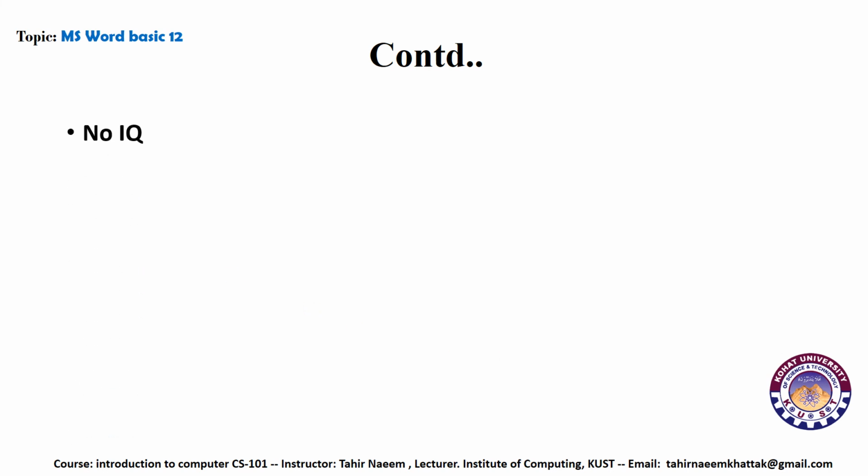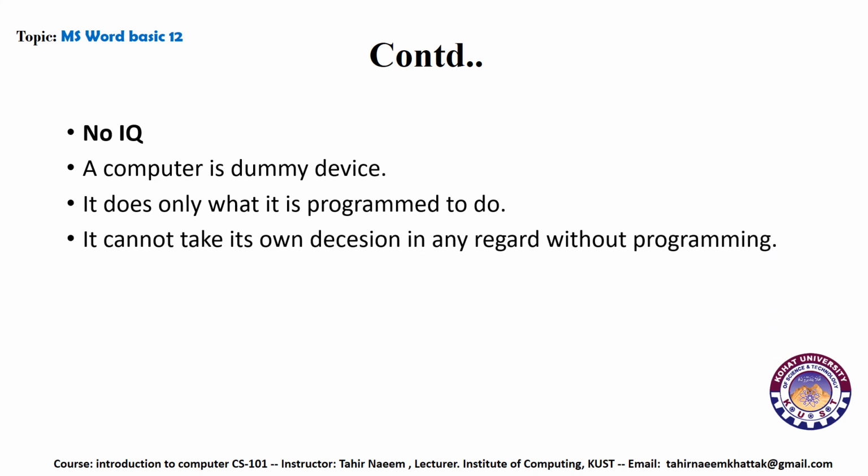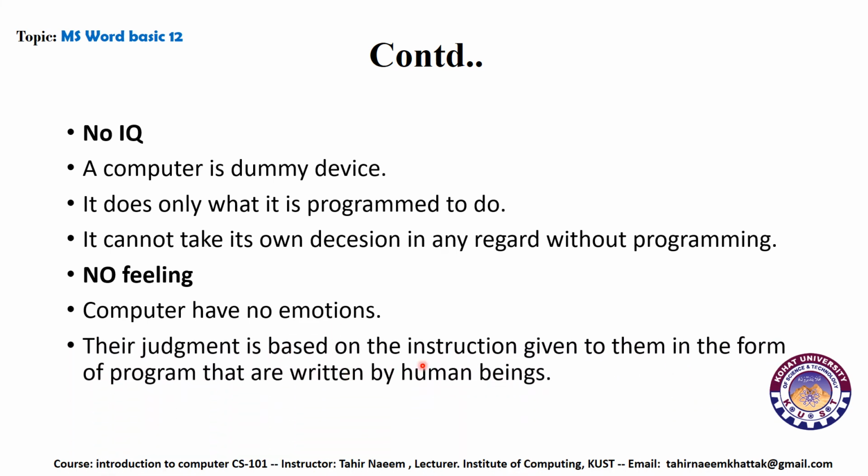No IQ: a computer is a dummy device. It performs the function whatever we tell it to do, so it cannot take its own decision in any regard without programming. No feeling: a computer has no emotions. Its judgment is based on the instructions given to it in the form of programs that are written by human beings.